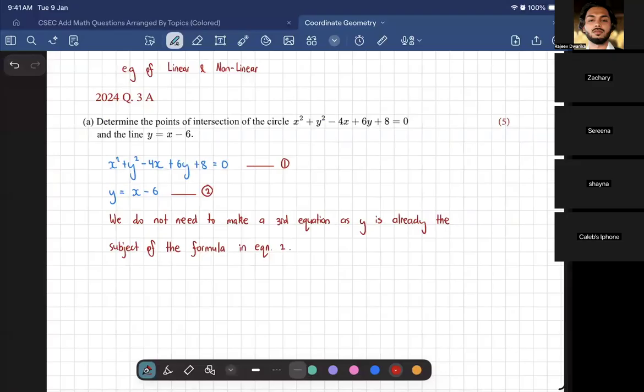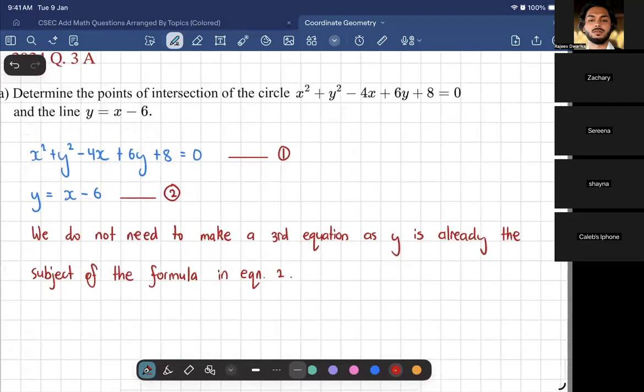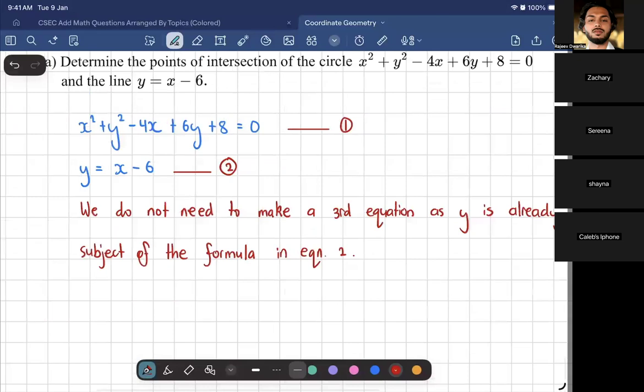Do all of us understand why we're not going to make a third equation? Yes, sir. Great. Let's proceed then. So my first step, I'm going to do what, Serena? Wherever you see y, you would substitute in x minus 6. Right. So step 1, plug.